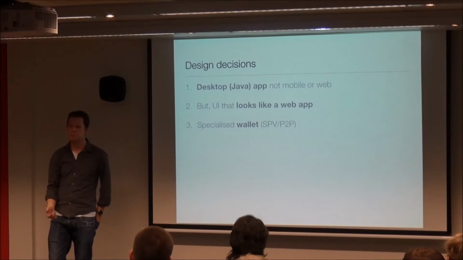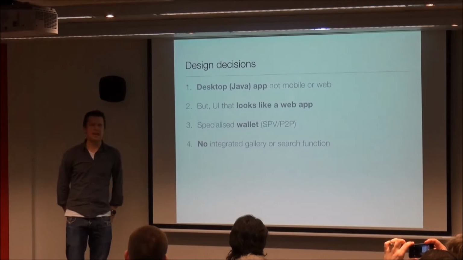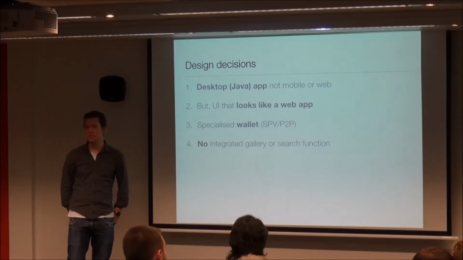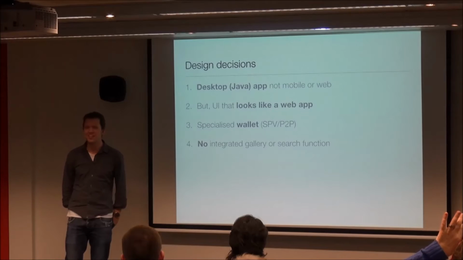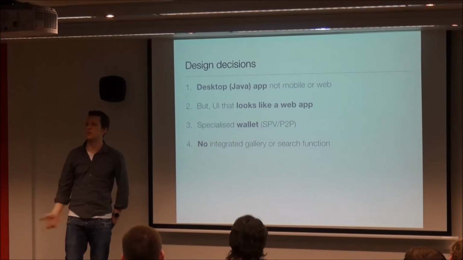Lighthouse does not have an integrated project gallery or project search. And this was the very first design decision that was queried when the app launched on Reddit. The first comment was like, it's empty. How do I find projects? The way you use Lighthouse is you find projects through web search, social networks, other things.